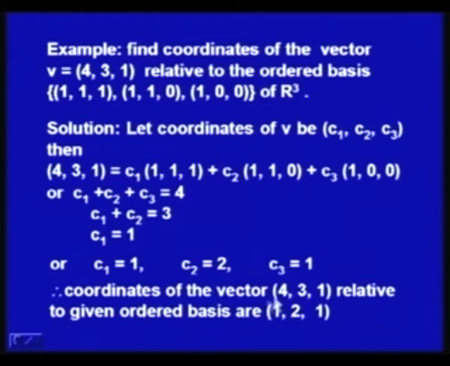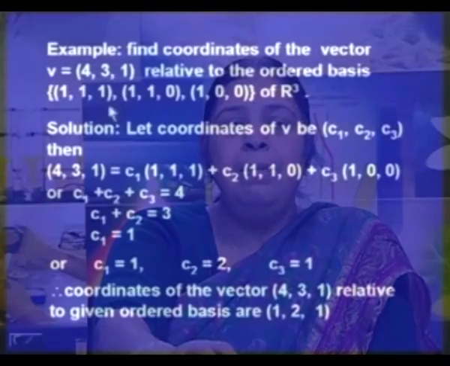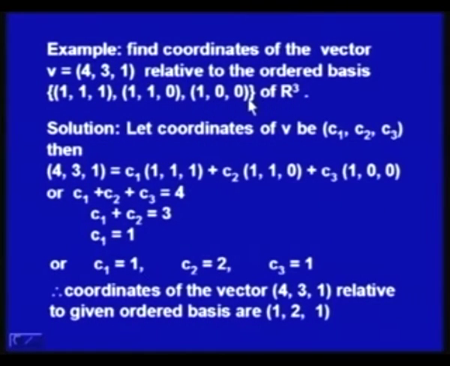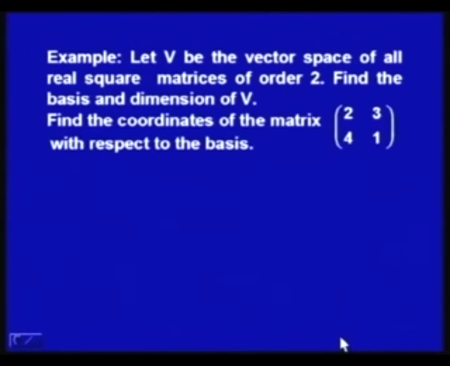Now, the coordinates of this vector (4, 3, 1) actually are given in the natural basis or standard basis. So, a vector space R 3 can have a number of bases. This is another basis for the vector space R 3.